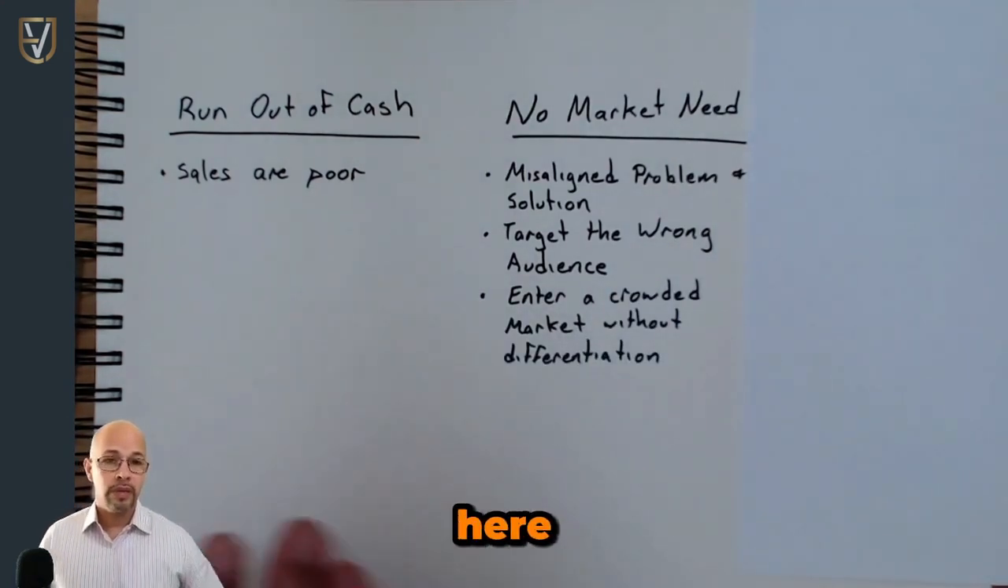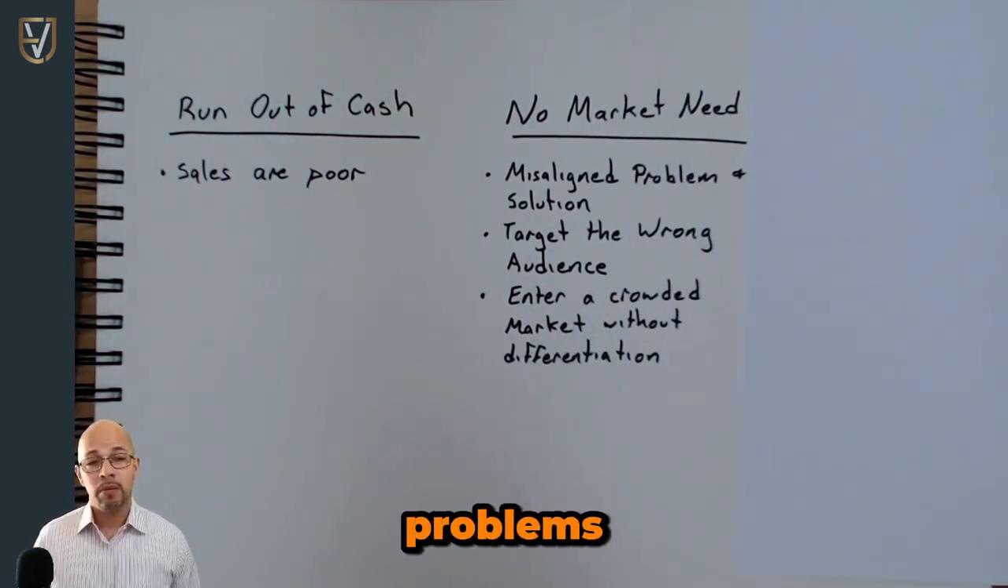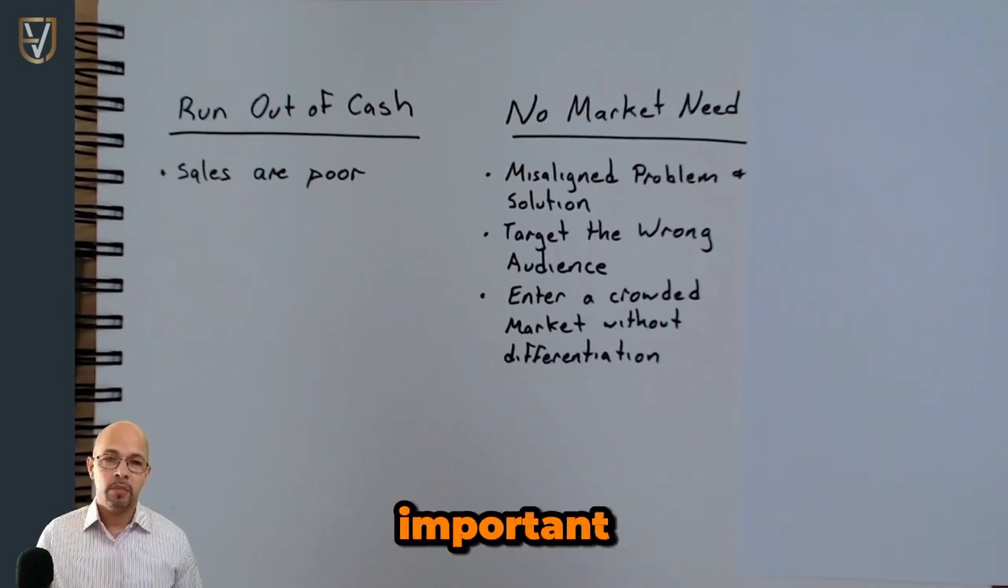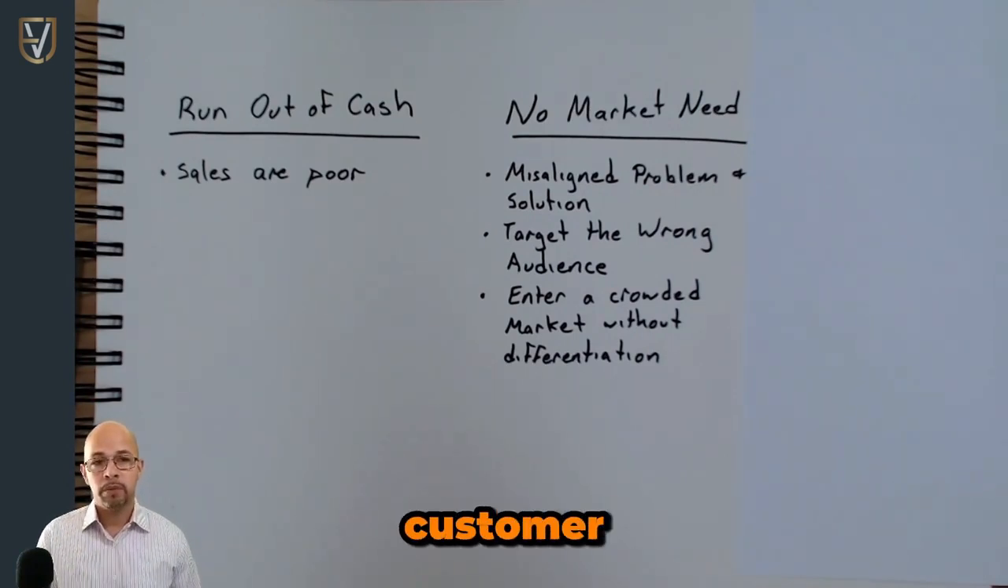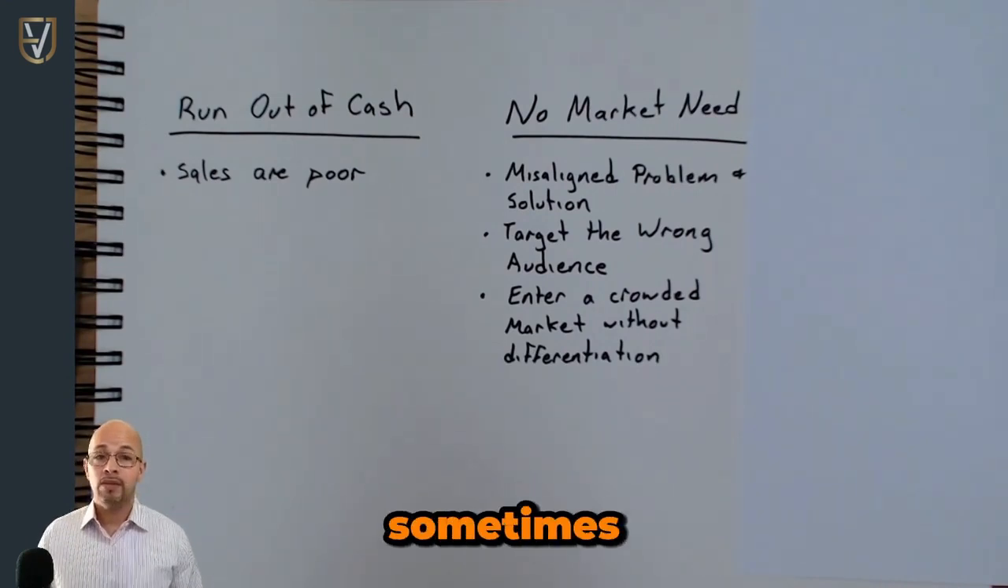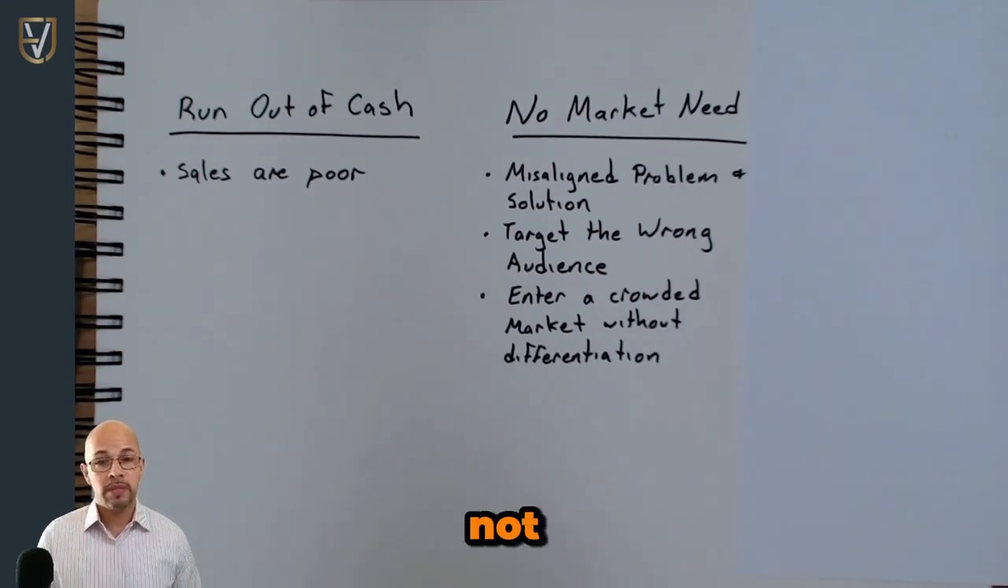So as you can see here in this list, a lot of the problems that entrepreneurs and business owners are having is that they have a problem and a solution that are not aligned. It is important to understand what is the customer's problem, and be able to fit the solution. Sometimes the problem is correct, but the solution is not. Sometimes it's the other way around. Sometimes the solution is correct, but the problem is not.